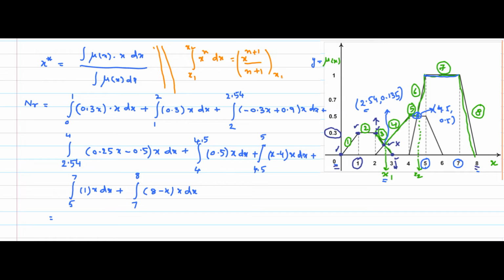So the limits are x1, x2. First we need to apply x2, later we need to apply x1. That means first upper limit, after that lower limit. Okay, that is the concept and that is the formula. Please remember this formula so that we can move forward. So let me go ahead.